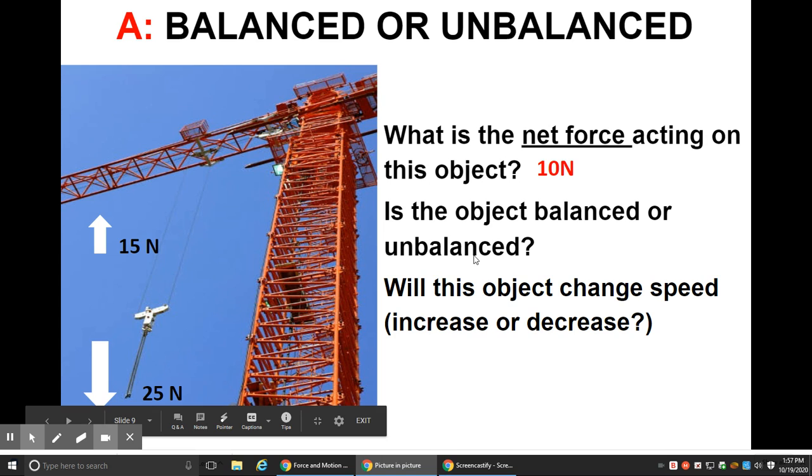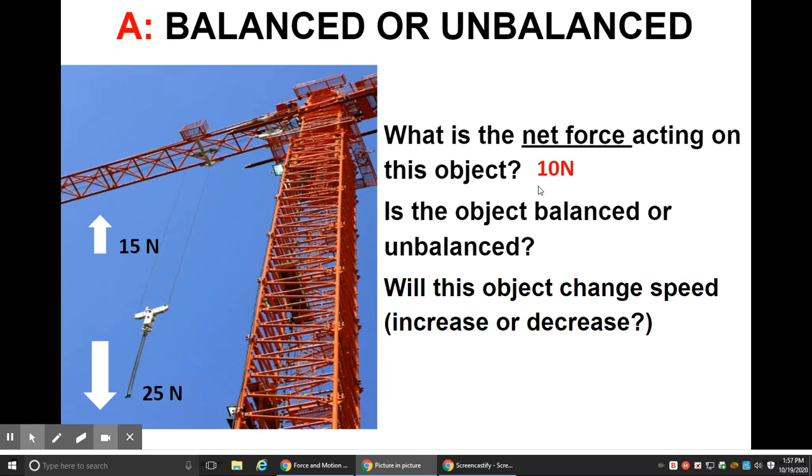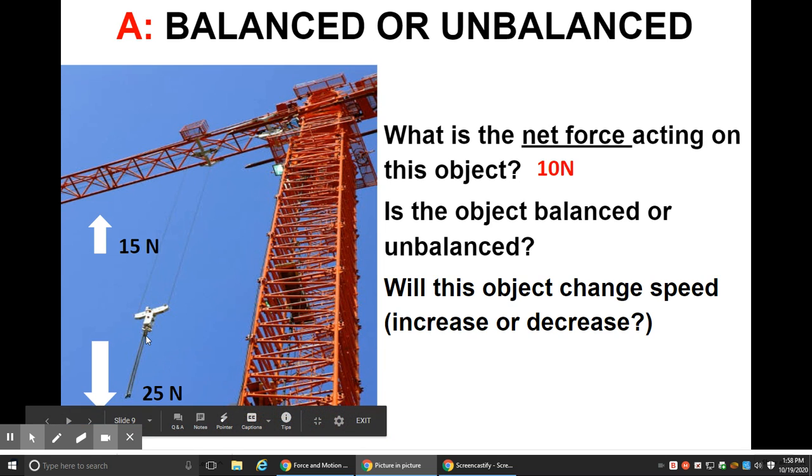Is the object balanced or unbalanced? The object is unbalanced because the net force is greater than 0. Will this object change speed? Will it increase or decrease speed? This object is going to increase speed in the direction of the greater force.